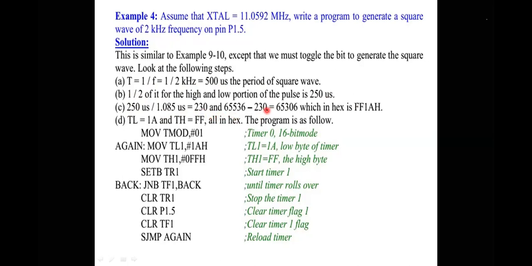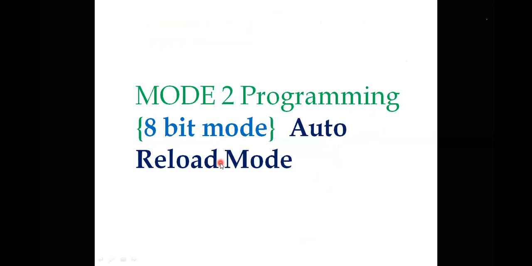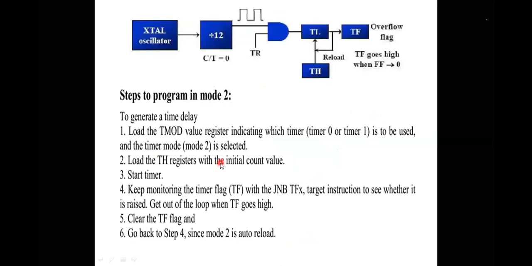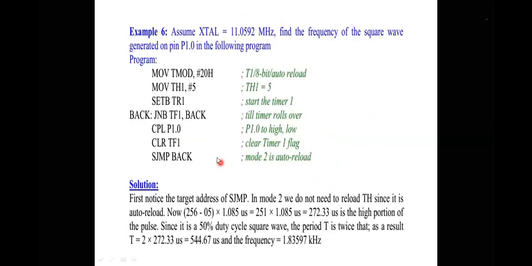You have to subtract 230 from 65,536. You are getting 65,306. This value you have to convert into hexadecimal. You are getting FF1A. So 1A is nothing but the TL1 value, and FF is nothing but the TH1 value. This is the timer in mode 2.